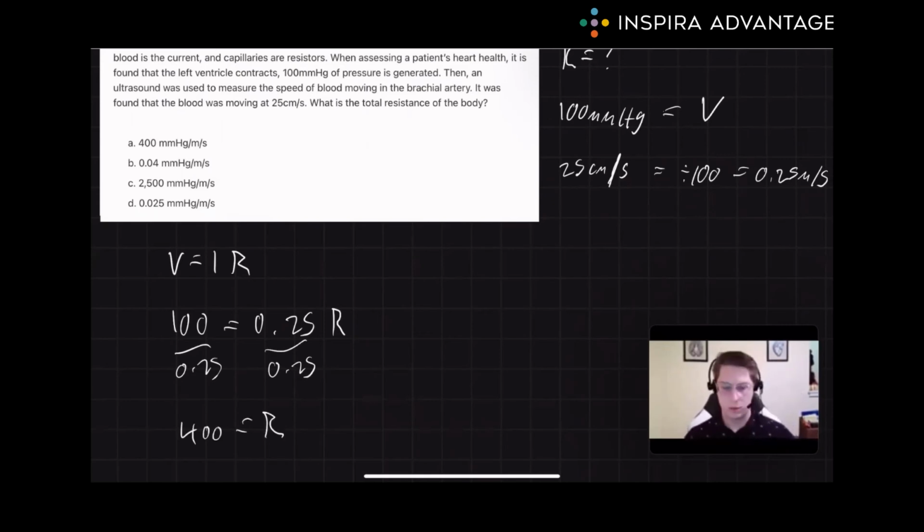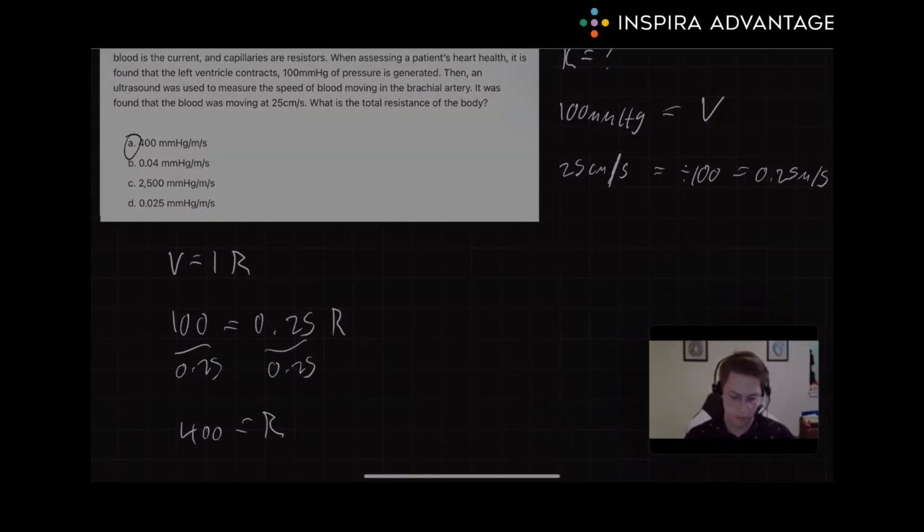So now what number matches 400? That's the next step. We're going to go through our answer choices, and perfect. 400 is answer choice A here. So we can pick A and be confident in choosing 400 millimeters of mercury per meter per second.